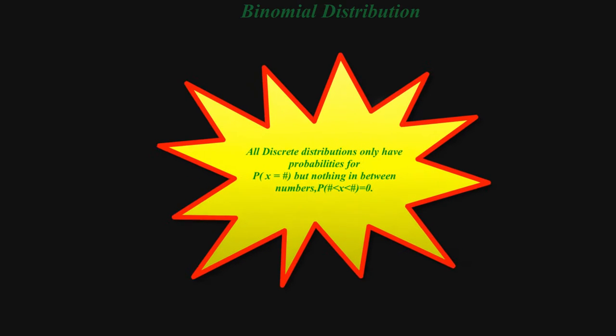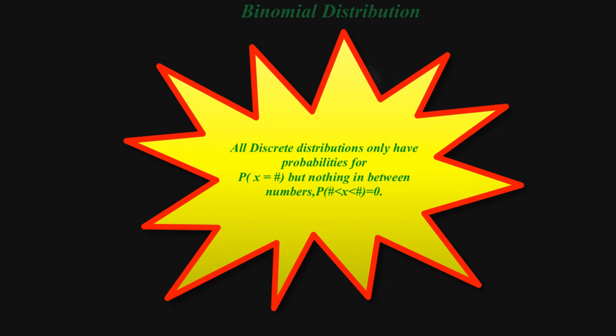Hello and welcome to another one of these ADD videos. Today we're going to be looking at the concept of a binomial distribution. A binomial distribution is one of the discrete distributions, meaning it's got probabilities for x equals a number and another number, but nothing in between. The probability equals 0 for in between two numbers, only for exact values.